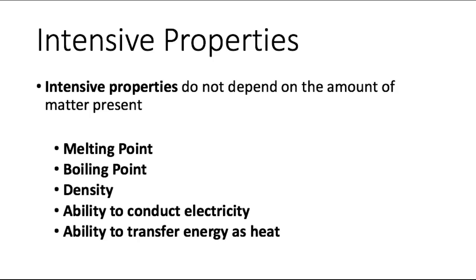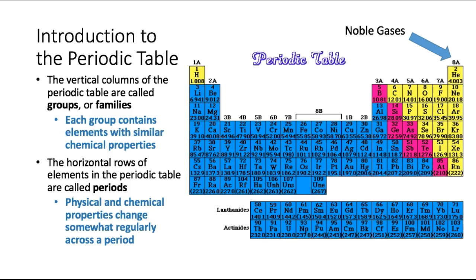So again, the two general types of properties are extensive, which depend on the amount of matter, and intensive, which do not depend on the amount of matter present. So now we're going to switch over to taking a quick look at the periodic table.